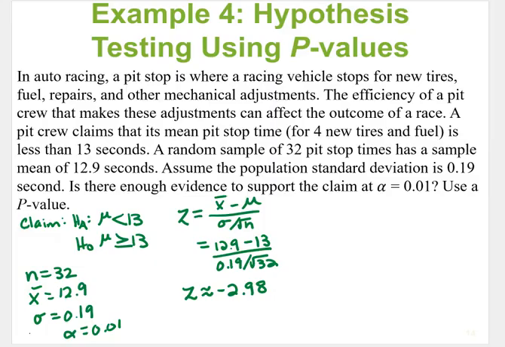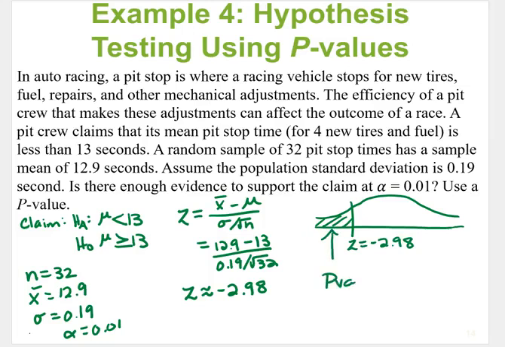So this is a one-sided test. Notice because my alternate is strictly less than, it's going to be a left side test, so it's going to look like this. That shaded area right there is going to be my p-value. So this z right here is equal to negative 2.98. I would go to my charts and look up this area. That area is my p-value. When I go to my chart and look up the area that corresponds with negative 2.98, I get 0.0014.